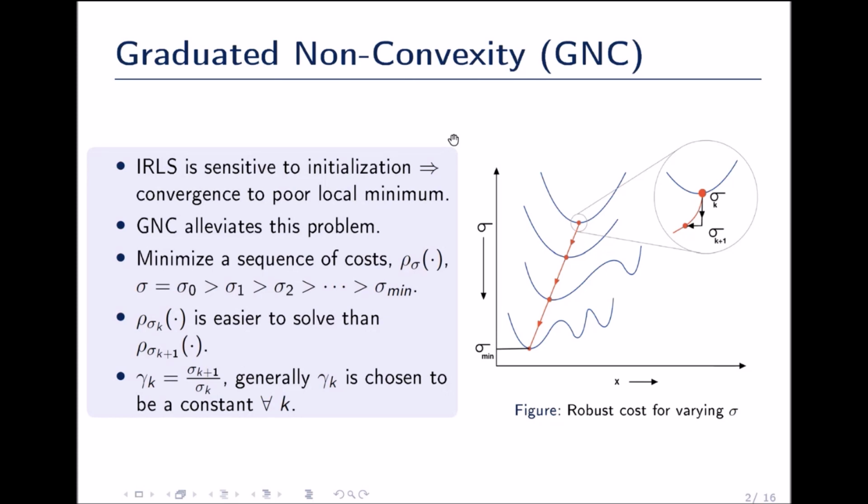The schedule of sigmas chosen for GNC is called the annealing schedule. Traditionally, the annealing schedule has been constant, that is, sigma k plus 1 by sigma k, also called gamma k, is chosen to be a constant. We will discuss the drawbacks of such a fixed annealing scheme.